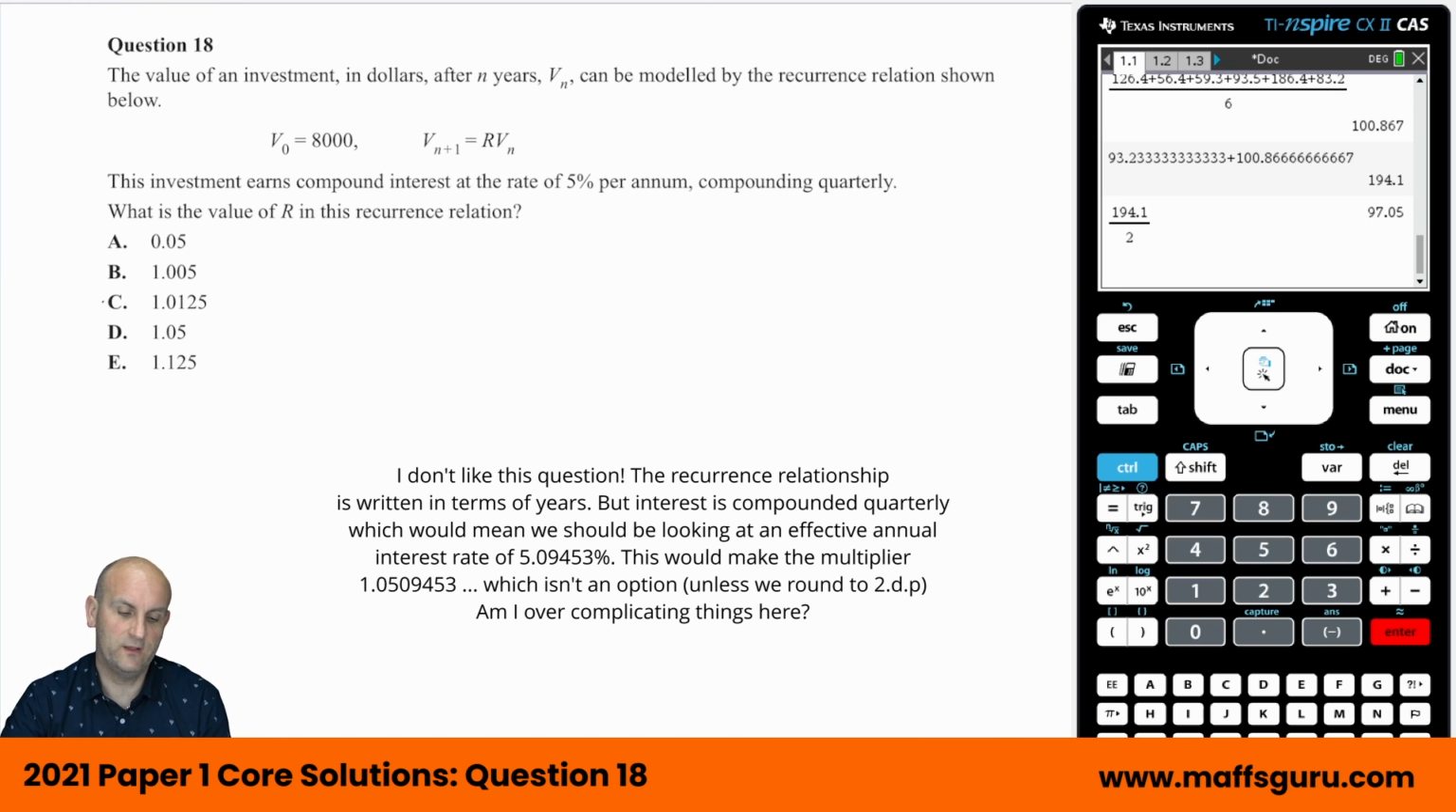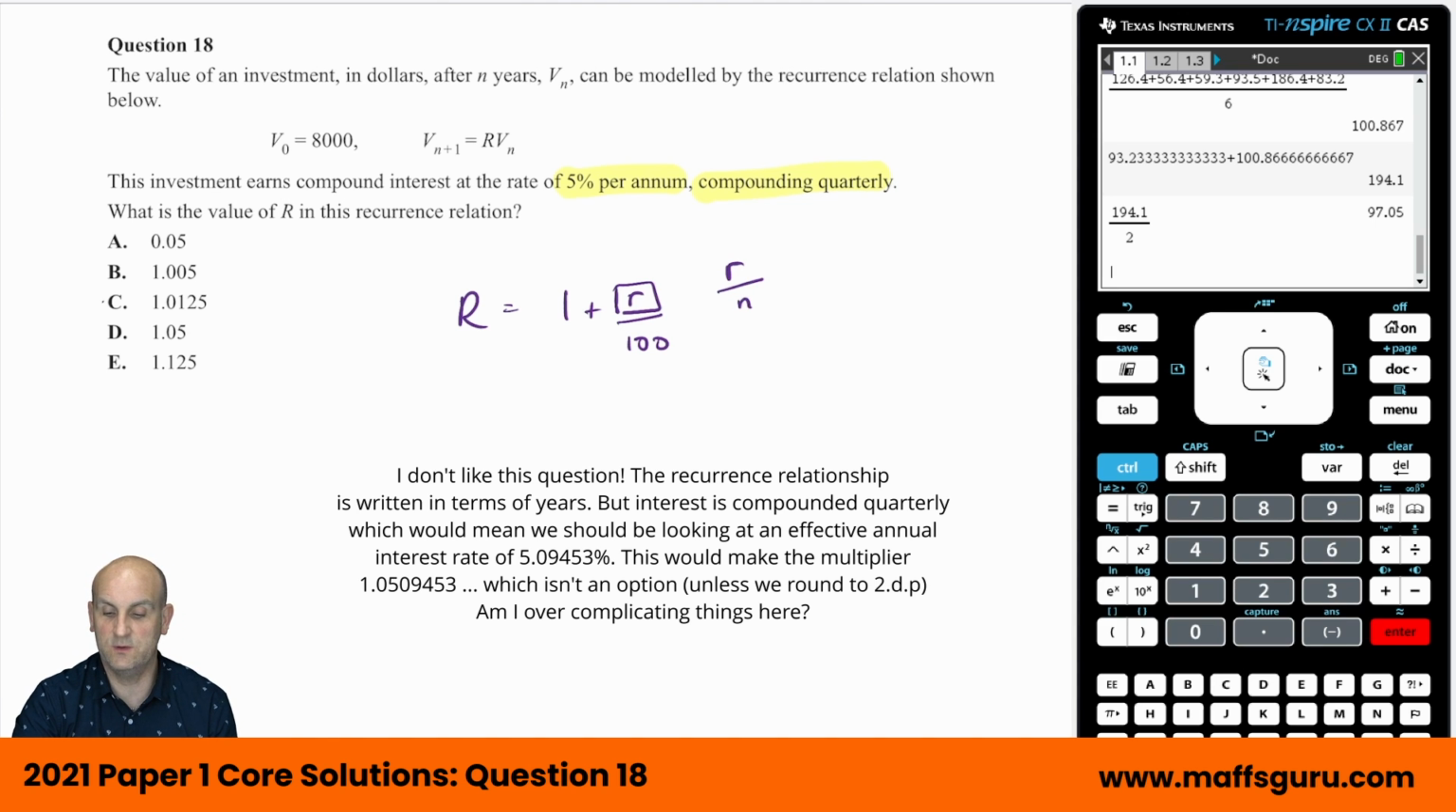Let's make that bigger. The value of an investment in dollars after n years could be modeled by the recurrence relationship shown below. This investment earns compound interest at a rate of 5% per annum, but it's compounded quarterly. What is the value of R? Well, if you remember, R is equal to 1 plus r over 100, where this rate here is my interest rate. In this situation, it's r divided by the number of compounds, so r divided by n.